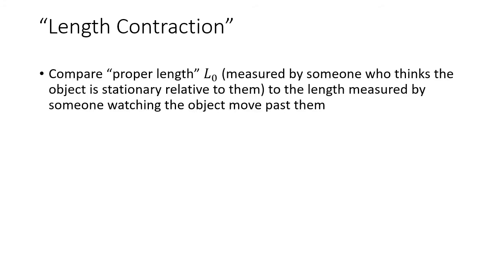It's like the length version of time dilation, except instead of making the time last longer, it makes distances look shorter. But the calculation works very similarly. You compare not the proper time, but the proper length. This is the length measured by someone who thinks they're stationary. Basically, it's the length of the person themselves. This is the length of Superman.